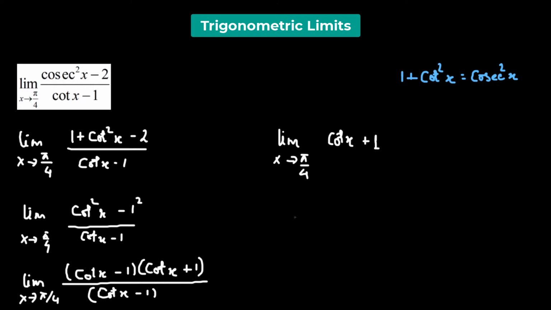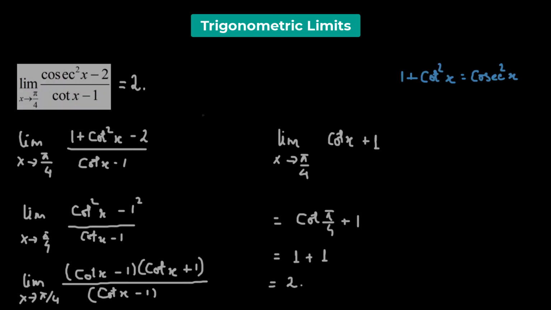Now let us substitute the value of x. So we have cot of pi over 4 plus 1. Now cot of pi over 4 is 1. So we have 1 plus 1, which is equal to 2. So 2 is going to be the limiting value of the given function when x approaches pi over 4.